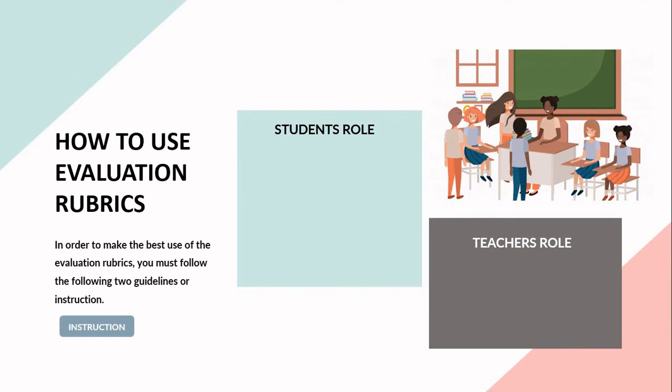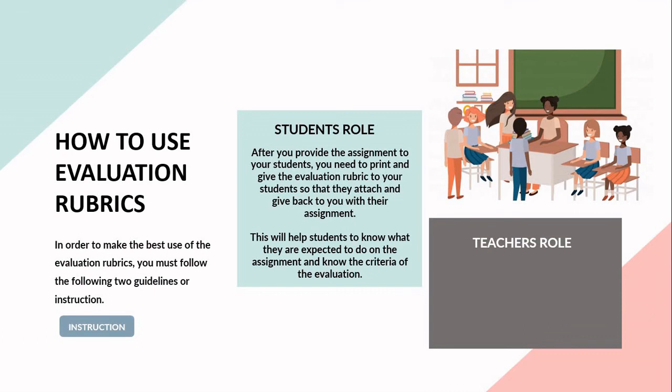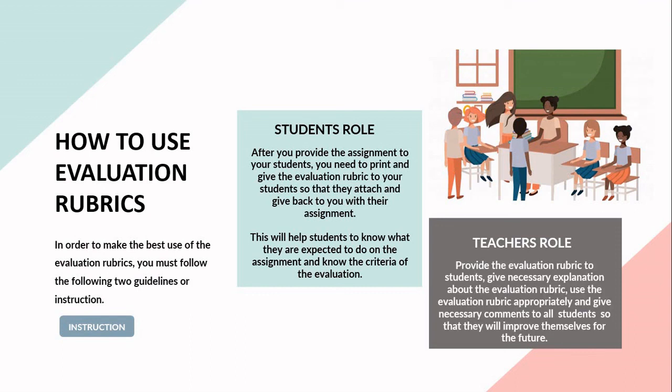Lastly, I want to tell you how you can use the evaluation rubrics for maximum benefit. In order to make the best use of the evaluation rubrics, you must follow the following two guidelines. First, the student's role: after you provide the assignment to your students, you need to print and give the evaluation rubric to your students so that they attach it and give it back to you with their assignment. This will help students to know what they are expected to do on the assignment and to know the criteria of the evaluation. The teacher's role: provide the evaluation rubric to students, give necessary explanation about each segment of the evaluation rubric, and then use the evaluation rubric appropriately and give necessary comments to all students so that they will improve themselves for the future.